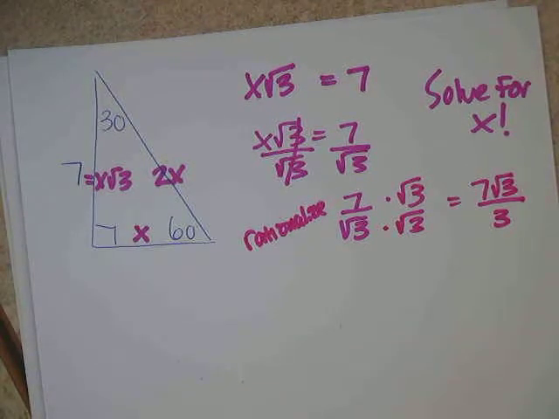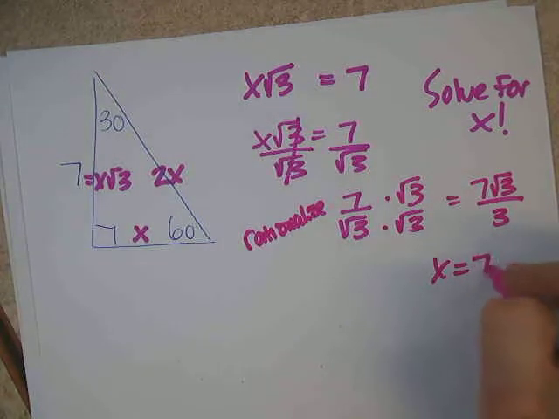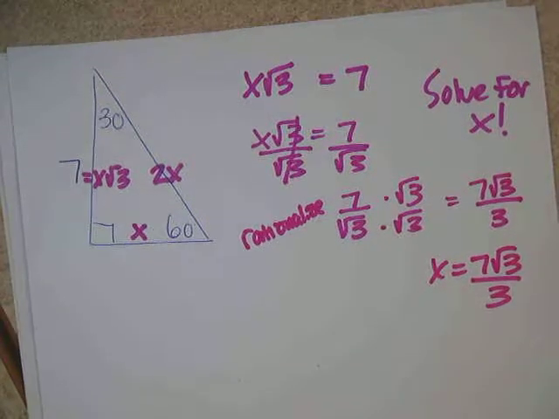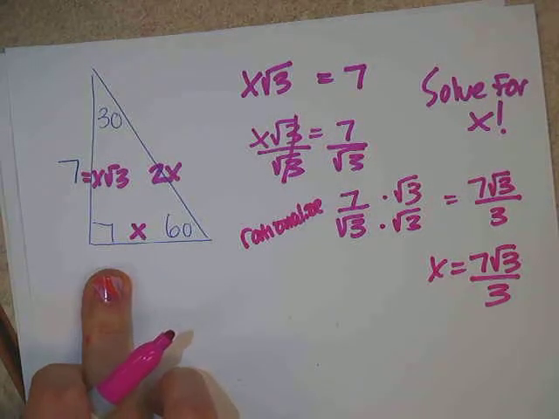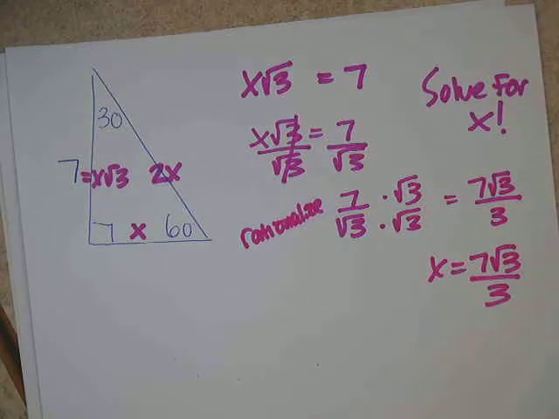So we multiply top and bottom by that radical. This would be 7 radical 3 over 3. And as long as 3 doesn't go into 7, that is x. Okay, so x is 7 radical 3 over 3. So that is actually one of your sides, yep.